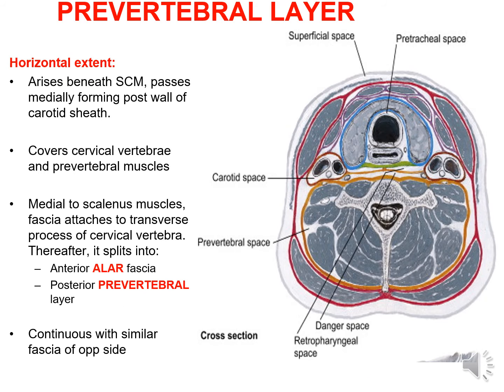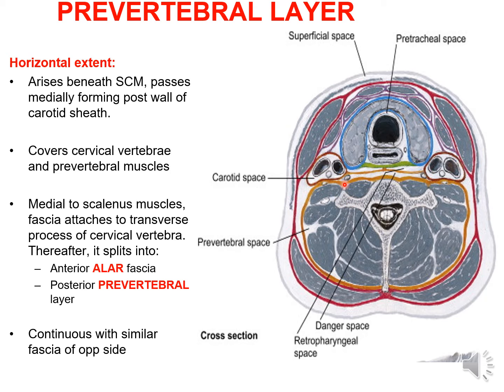Coming to the third layer, that is the prevertebral layer. On horizontally tracing this prevertebral fascia, you will notice that it will arise again from the sternum, beneath the sternocleidomastoid muscle, and will pass medially, forming the posterior wall of the carotid sheath, covering the cervical vertebrae and the prevertebral muscles.